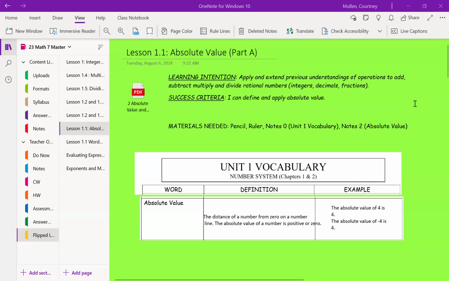Absolute value is the distance of a number from 0 on a number line. It's either positive or 0. The absolute value of 4 is 4. The absolute value of -4 is also 4. Pause the video and write this definition and example down on note 0.